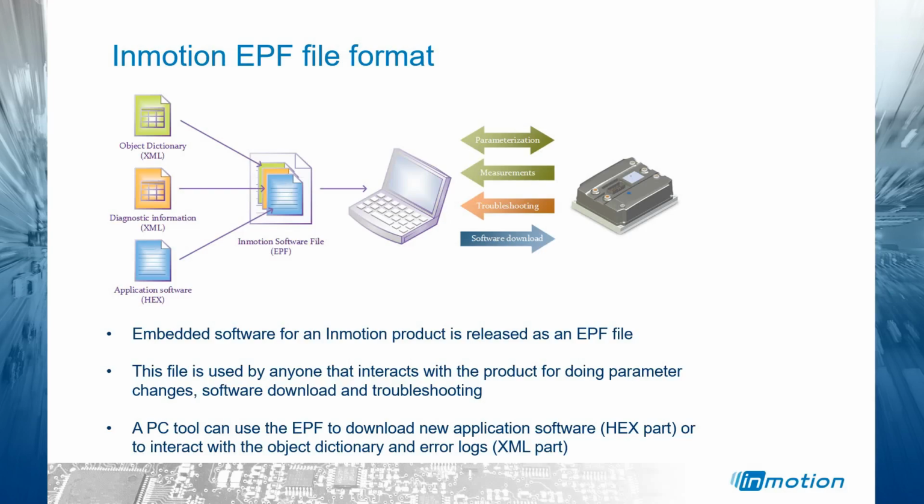The object dictionary contains all information about all parameters such as data type, default value, minimum and maximum value, and description for each parameter, and the diagnostic information is interpreting the error codes and giving you a full description.